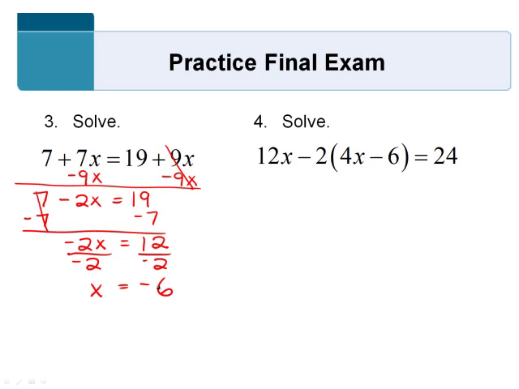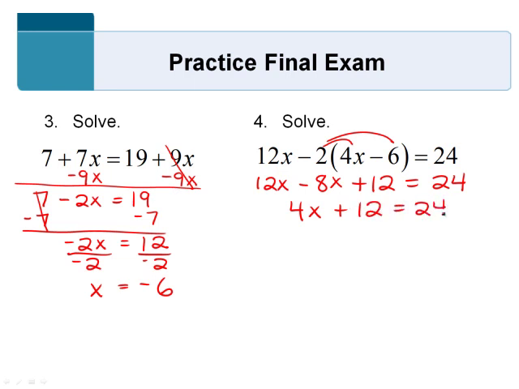Alright, on number 4, we're going to first of all have to distribute to get rid of those parentheses. So 12x comes down, and then we're going to take negative 2 and distribute it through the parentheses. So that's going to be negative 8x, and a negative 2 times negative 6 is positive 12, and then bring down equals 24. Now on the left side we have like terms, so you just combine them exactly the way they're written. 12x minus 8x would be 4x plus 12 equals 24.